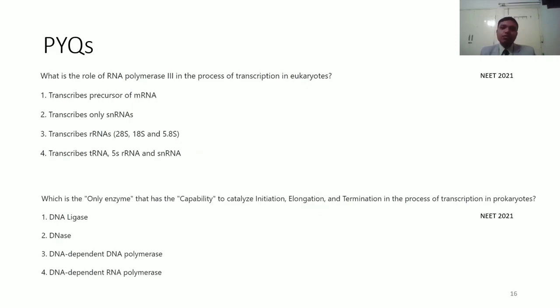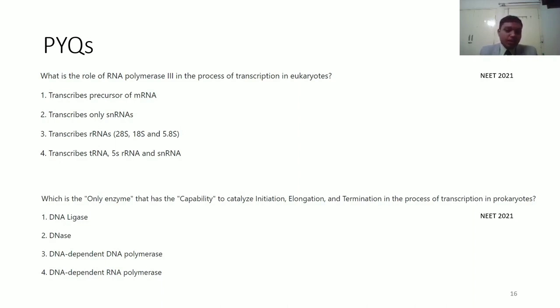So now we will look into some previous year questions of the NEET exam. Let us see the first question. What is the role of RNA polymerase 3 in the process of transcription in eukaryotes? As we know, RNA polymerase 3 helps to produce tRNA. So option number 4, which says transcribes tRNA, 5S rRNA and snRNA, will be the correct option. This question has come in NEET 2021.